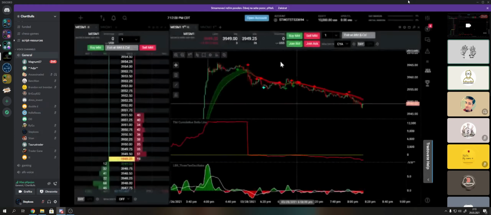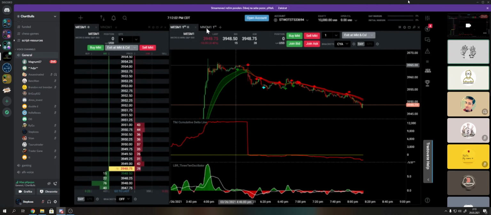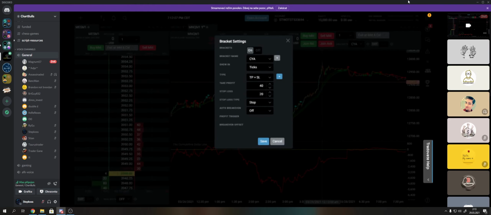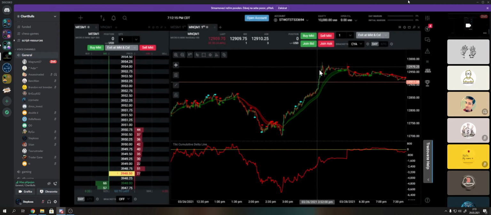And like, for instance, she doesn't trade this. She doesn't trade the MNQ, but you know what I mean? You're going to have different brackets. You know what I mean? Just based upon different markets.